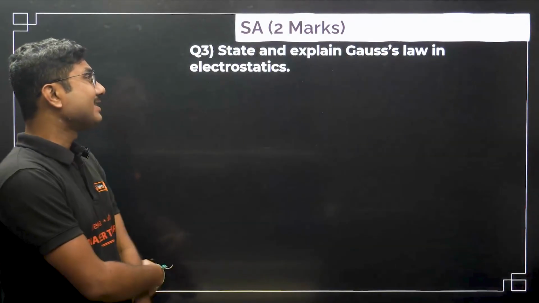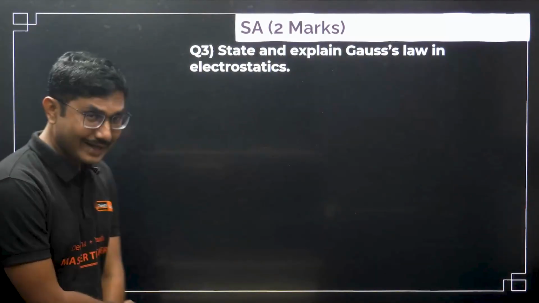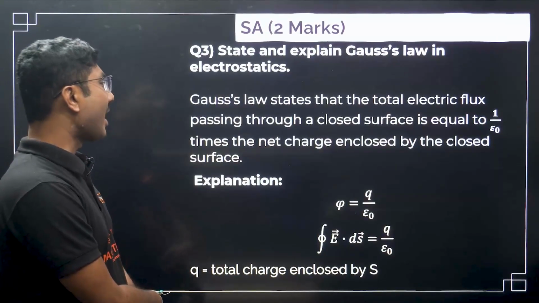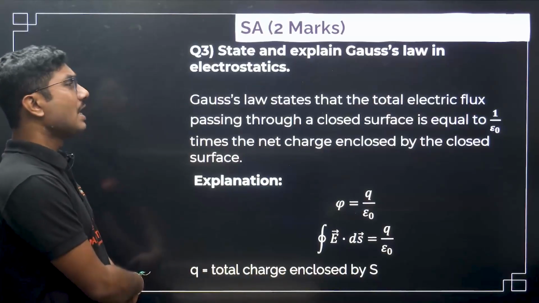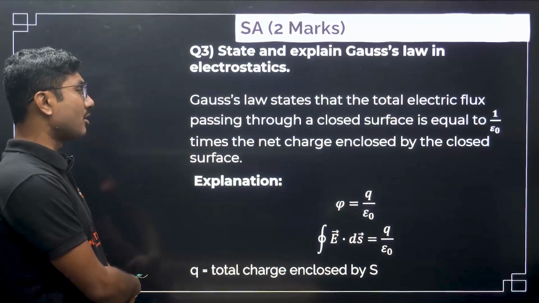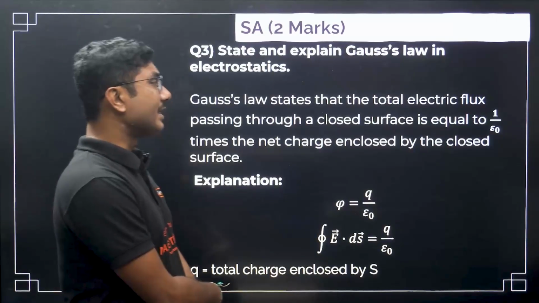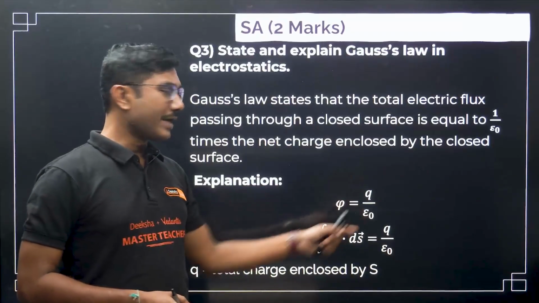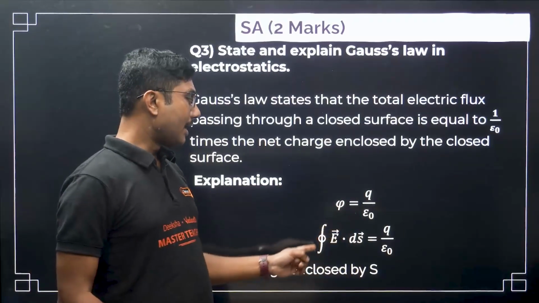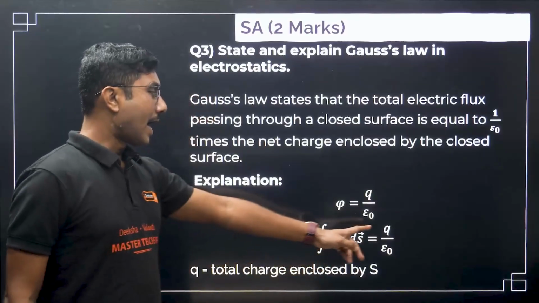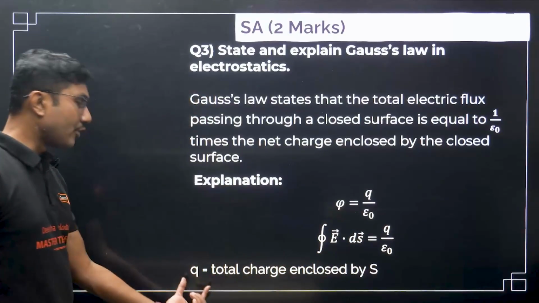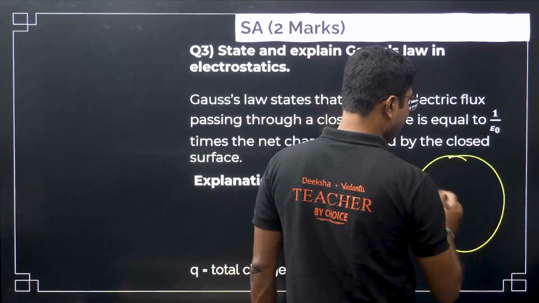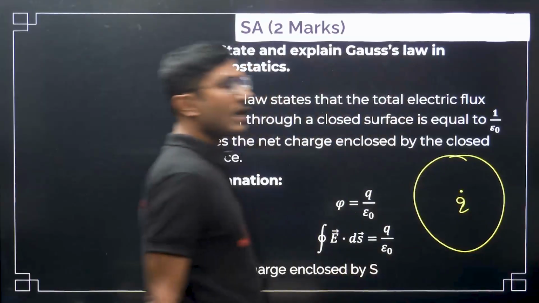Next question, state and explain Gauss's law in electrostatics. Common question. Gauss's law states that the total electric flux passing through a closed surface is equal to 1 by epsilon naught times the net charge enclosed by the closed surface. Explanation is phi equals Q by epsilon naught. Now phi is given by closed integral of E dot ds, and that will also be equal to Q by epsilon naught. Here you have to mention Q is the total charge enclosed by the surface.